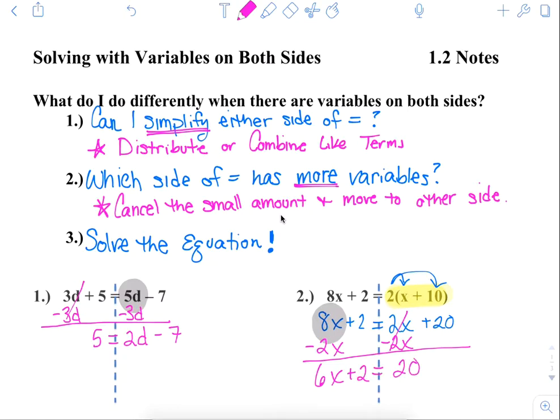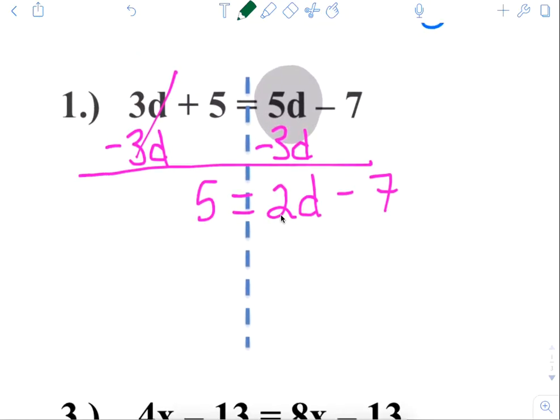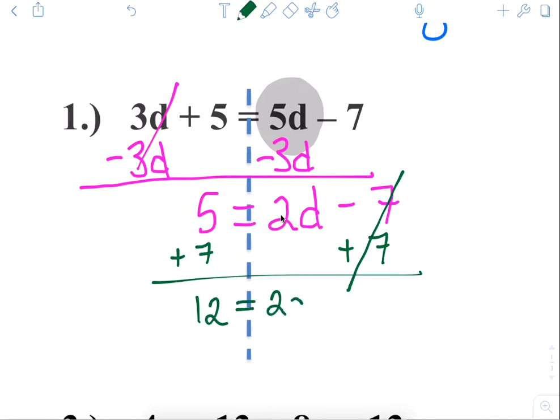Both of these equations are now in a situation where all you have to do is solve. So solving looks the same way it did on 1.1. We're going to cancel out the loner, cancel out the best friend, and we will have our answer. So if I look at problem number 1 now, same thing we did before. Who's on the side with the variable who looks like the loner? That's the 7. 7 subtracting, so that means I need to add it. And what I do to one side, I have to do on the other side. 7's are going to cancel. 5 plus 7 makes a 12. So we have 12 equals 2d.